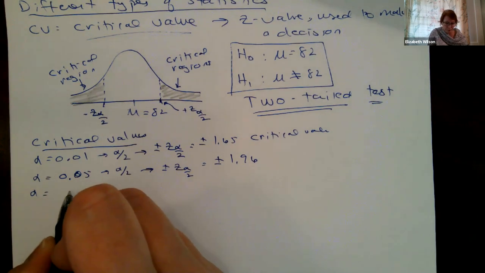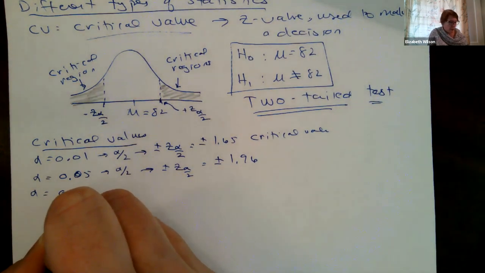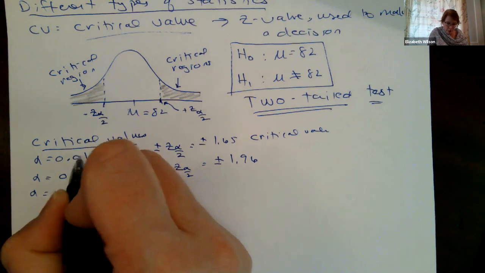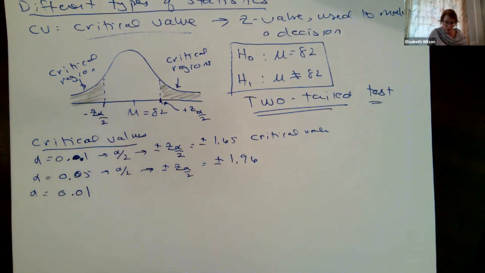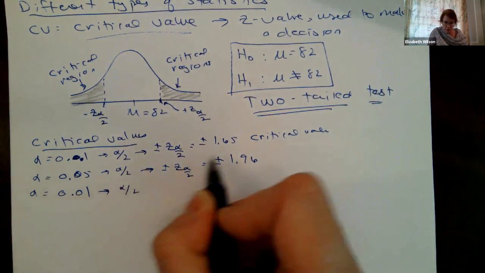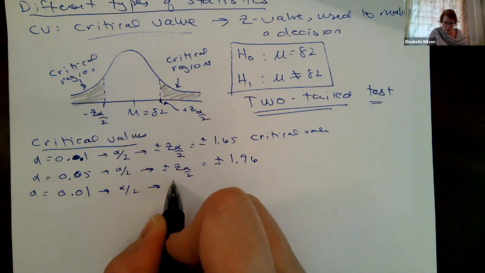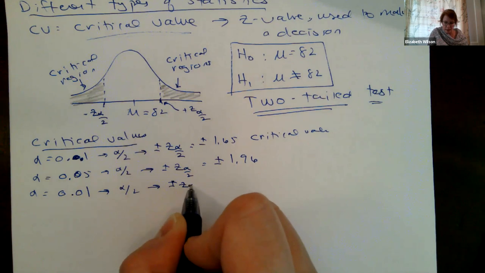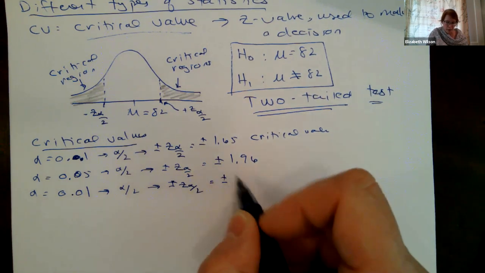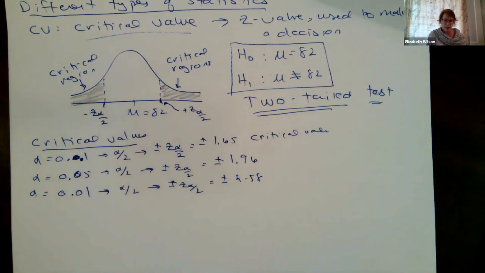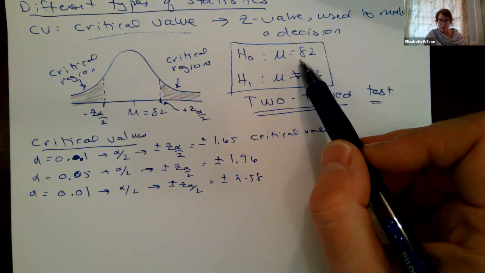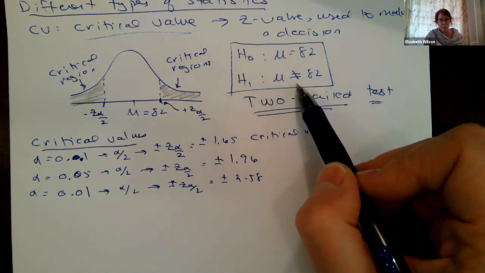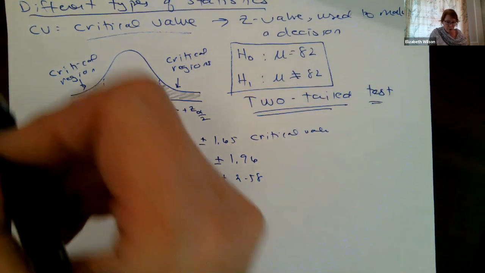Another common one is, this is 0.1, this is 0.01, alpha over 2. I thought that z value looked kind of high. So plus or minus, again, z alpha over 2, this is going to give us plus or minus 2.58. And all these I got from our z table. Okay, that's a two-tailed test. That's when our null hypothesis and our alternative hypothesis is not equal. That's the first one.